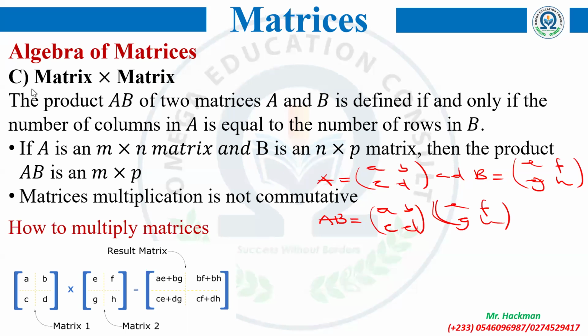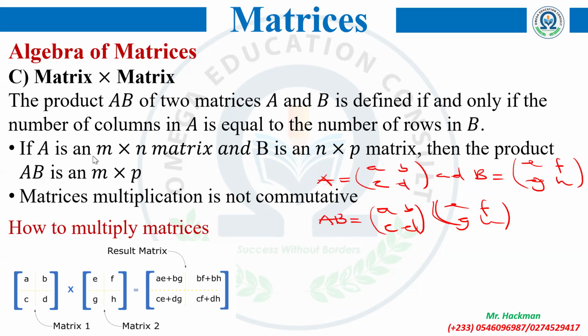So, multiplying a matrix by a matrix. The product AB of two matrices A and B is defined if and only if the number of columns in matrix A is equal to the number of rows in matrix B. So this is all that I'm trying to say. Before the product of two matrices will be possible, this is the condition. The condition is that the number of columns of your first matrix must be equal to the number of rows of your second matrix.